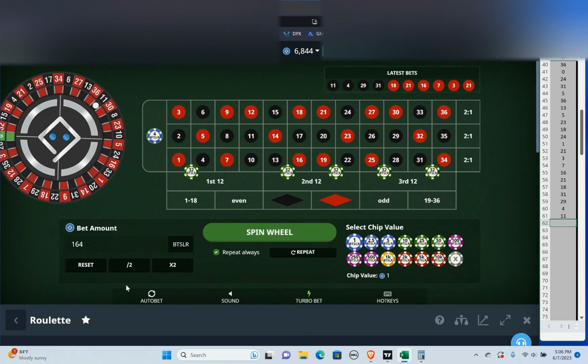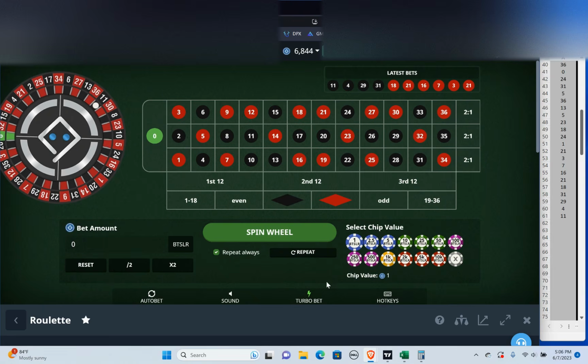That's probably a good way to do it. Anyways, we'll start over. Let's do 10 more spins. We're already at 11 minutes on the video. And you can see we're down. We went from up 50 or 60 units to now we're down 156 units.